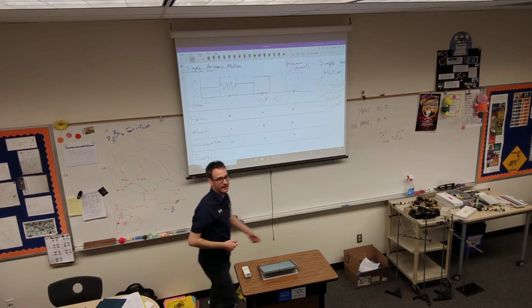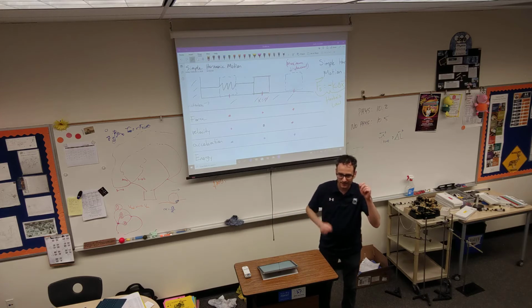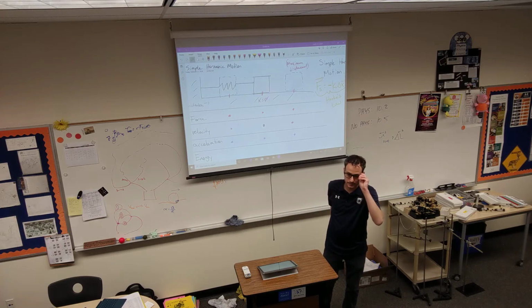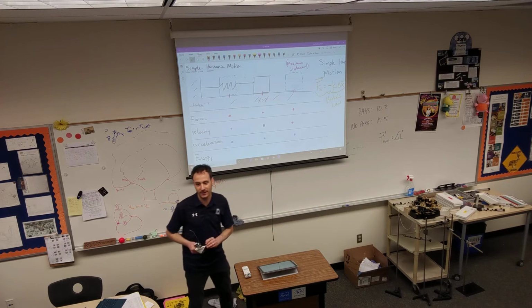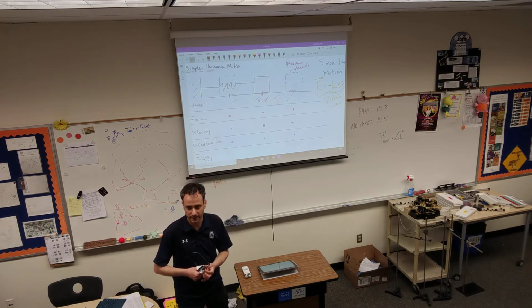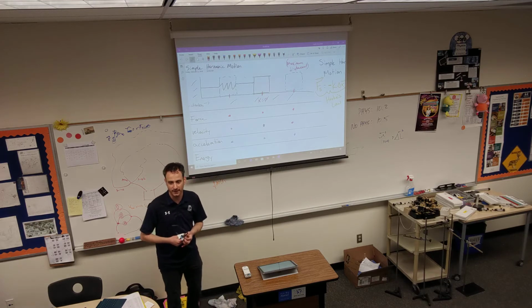But how does a pendulum really work? Is it the string itself with the mass, or is it the motion of going left and right? We'll get to that. That's what we're going to do Tuesday, and that's why you're going to be able to calculate it.